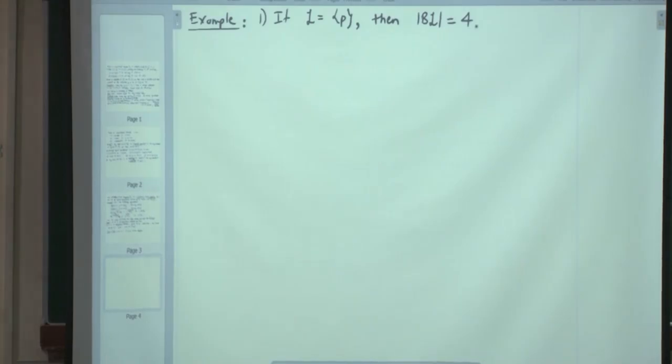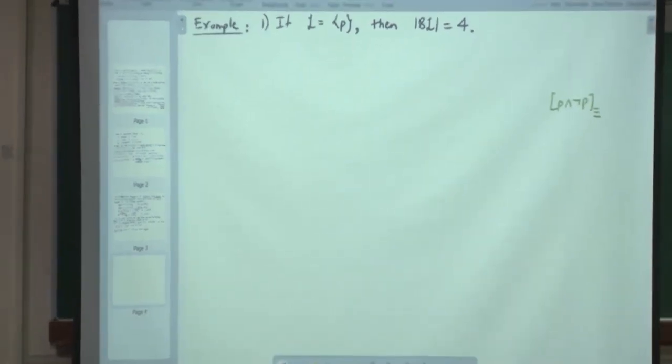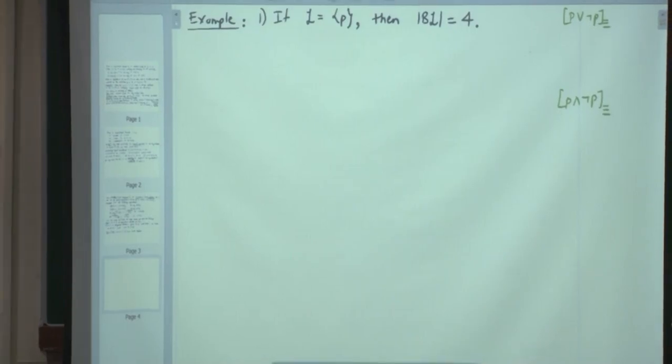Right. So let me draw that picture. Yeah. The first one, the bottom one is of course the class of a contradiction. This is the contradiction. Then the top one is the class of a tautology. And what are the remaining two classes? The class of P and the class of negation P.